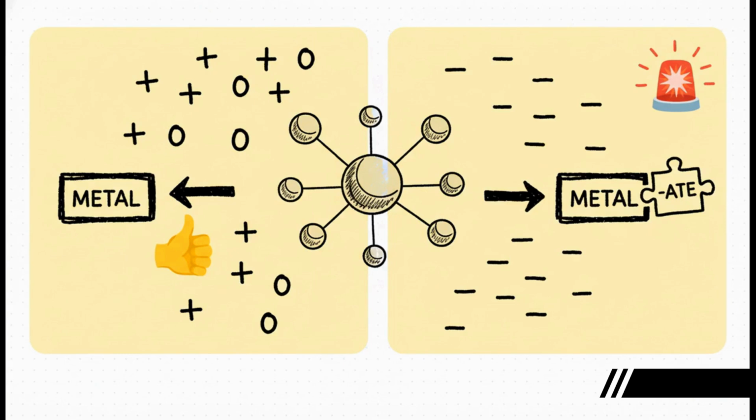If the complex part is positive or neutral, you just use the metal's normal name. Cobalt, platinum, nickel. Easy. But if that complex is negative, if it's an anion, you have to change the ending of the metal's name to -ate. So cobalt becomes cobaltate, nickel becomes nickelate.